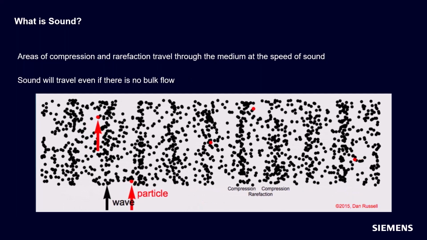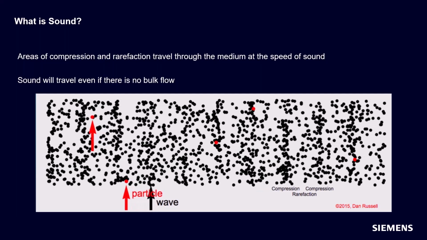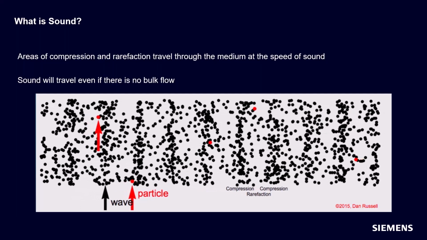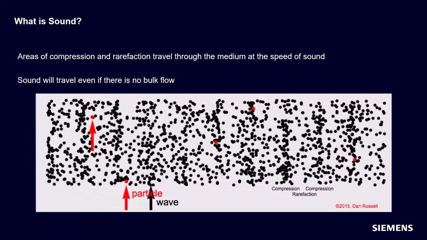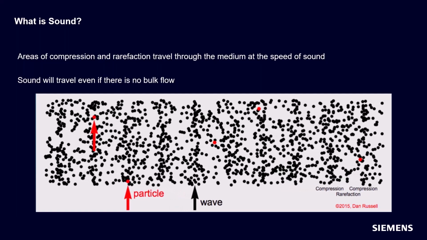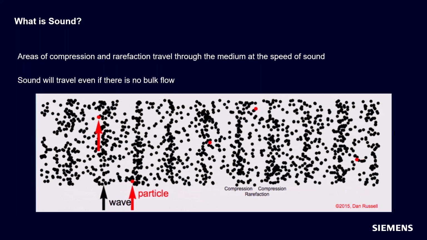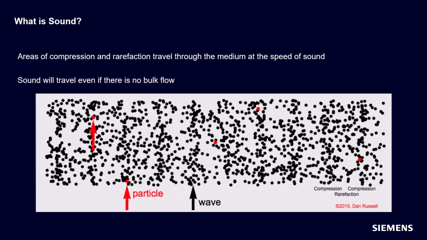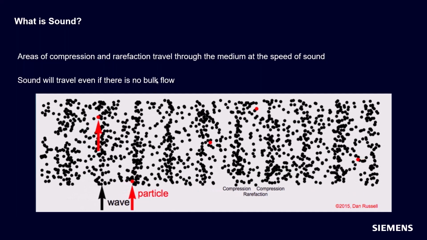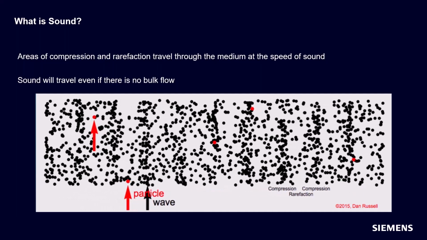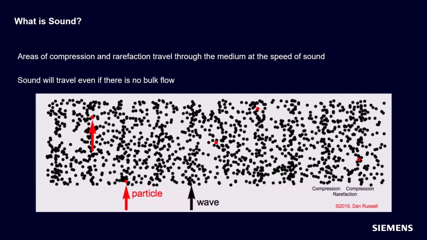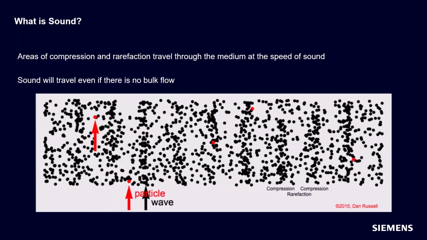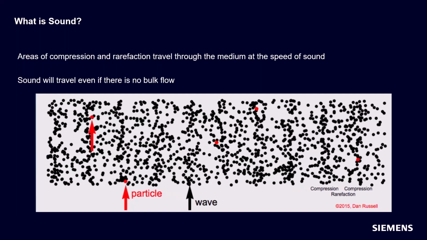So here, if we just try and look at one of these red particle points, we can see that there's no actual net bulk flow of the medium. It's this wave of high and low pressure that's actually traveling through the medium. In this case, let's say maybe that's air or some gas. Of course, there can be bulk flow. For example, if you're measuring sound in a wind tunnel, there's both the flow of the wind and also the traveling of these pressure waves. And when we're analyzing a situation like that, we may need to account for that. But bulk flow is not necessary.